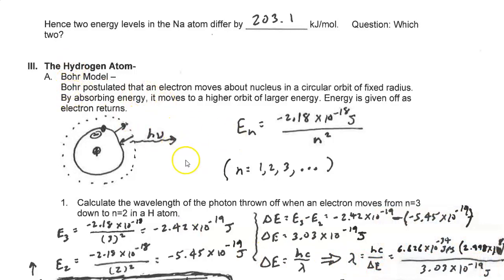Bohr postulated that an electron moves about the nucleus in a circular orbit of fixed radius. By absorbing energy, it moves to a higher orbit of larger energy. Energy is given off as the electron returns. All right, so let me draw you a picture of what Bohr thought an atom looked like. So this is a hydrogen atom. I've got my little proton sitting here in the middle. And then I've got this little electron whirling around here around the outside in a circular orbit.